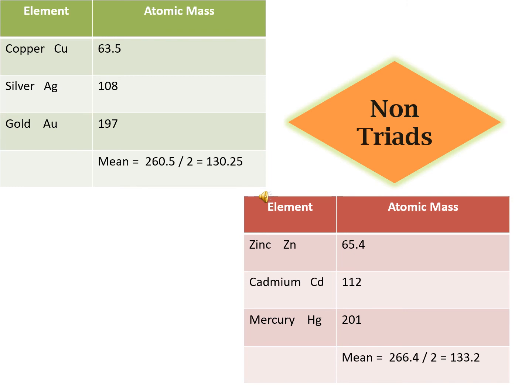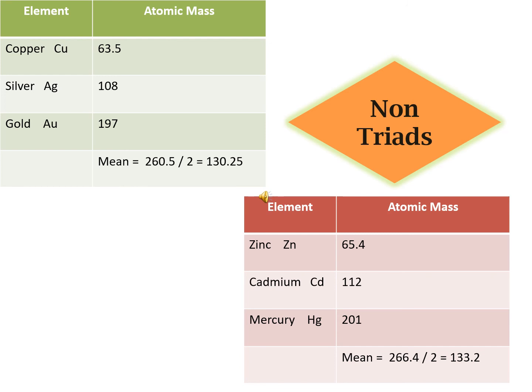So as the atomic mass of the elements kept on increasing, it was found that Döbereiner's law was not obeyed. It was obeyed by those elements with smaller atomic masses. But as the mass went on increasing, this law did not prove to be correct.